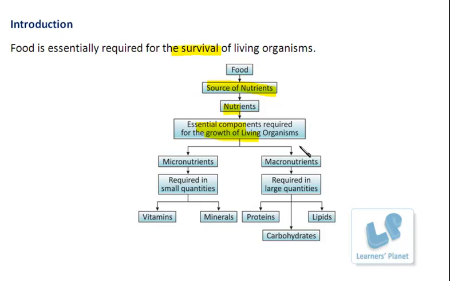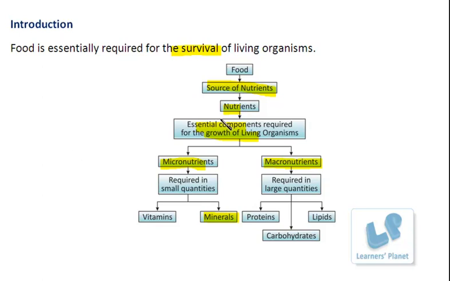Some are required in less quantity, so they are known as the micronutrients. And if they are required in more quantity, then they are known as the macronutrients. For example, vitamins and minerals are required in small concentration, right? So they are known as the micronutrients. Whereas products like proteins, carbohydrates, and lipids are required in more quantities. So they are known as the macronutrients.